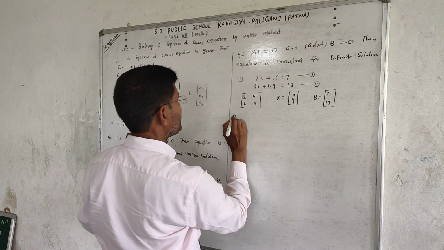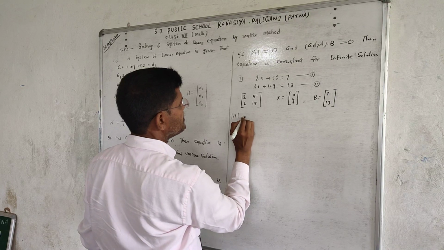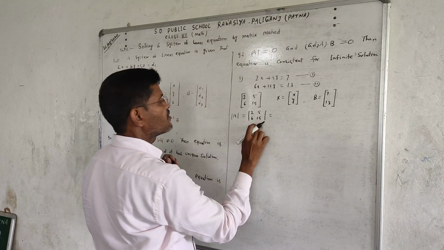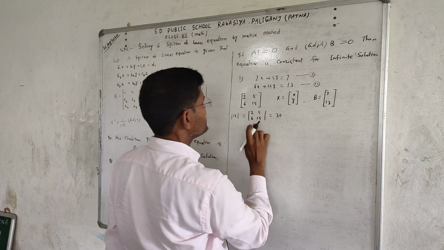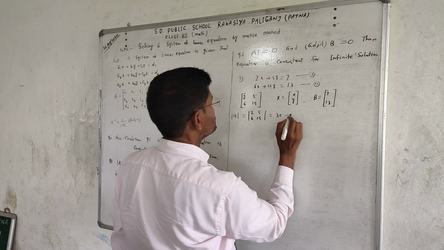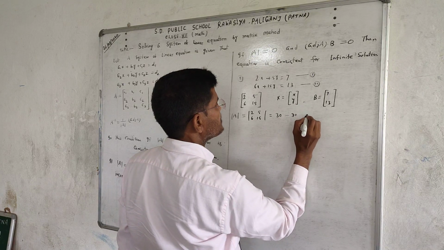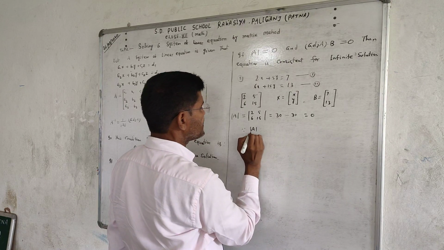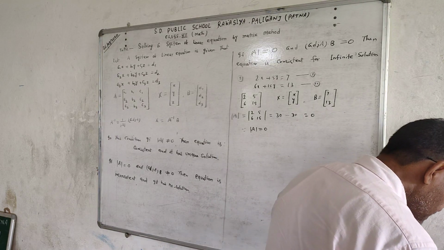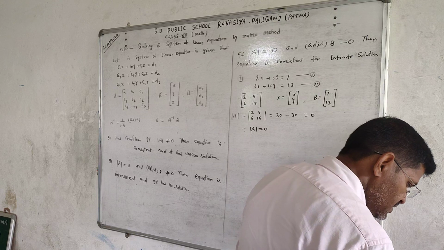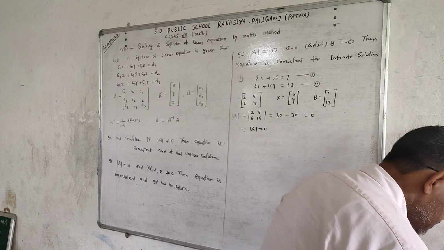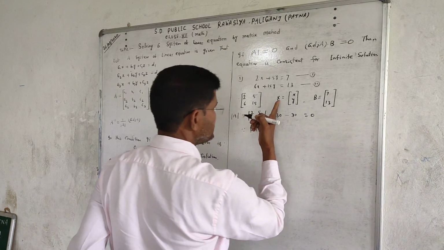First of all, we have to find determinant A. Determinant A is equal to 2, 5 and 6, 15. The value of 15 into 2 is 30, and 6 into 5 is also 30, so the difference is 0. Since determinant A is equal to 0, the system will be inconsistent if adjoint A into B is not equal to 0. Now we have to find adjoint of A.